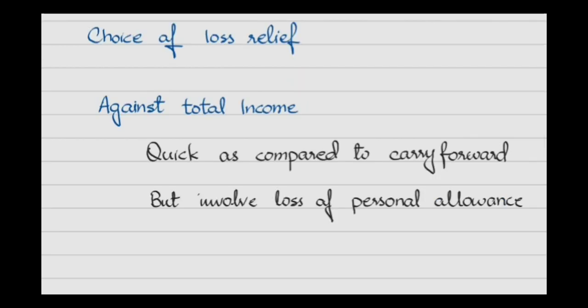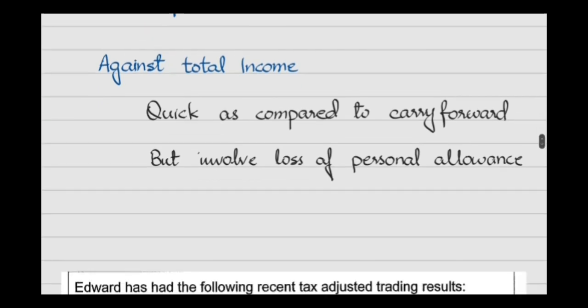Now about choices of loss relief. If it is against total income, it is quick as compared to the carry forward, but it involves loss of personal allowances, as you have not been given an option to partially claim the loss.